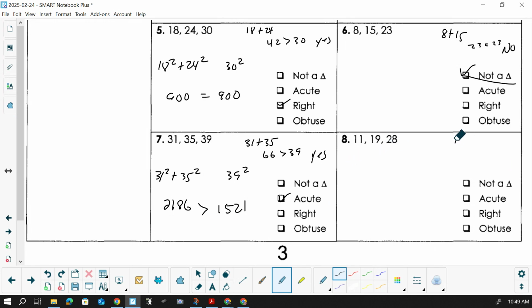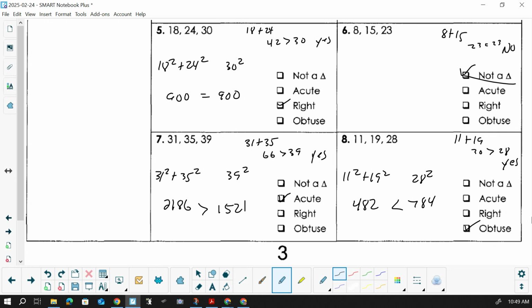All right, 11 plus 19 is 30. That's bigger than 28, so it is a triangle. Now let's see if it's a right triangle. 11 squared plus 19 squared and 28 squared. 11 squared is 121, 19 squared is 361. Add those together, we get 482. 28 squared is 784. The c squared is a lot bigger than it would need to be for a right triangle, so it must be obtuse.